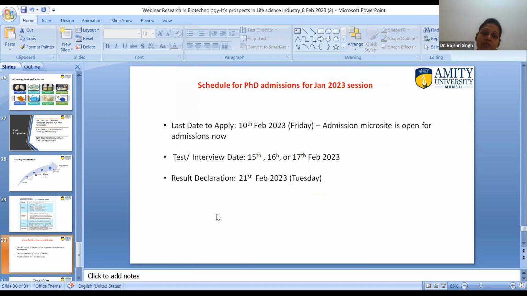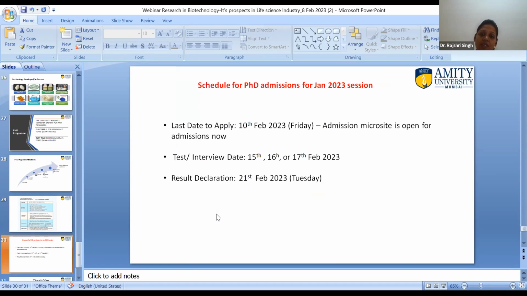Once you apply over there, the test and interviews will be conducted on 15th, 16th and 17th Feb 2023. The syllabus for the PET exam will be based on the MSc syllabus which you have studied, and the result will be declared on 21st Feb 23 for the January 23 session admissions.